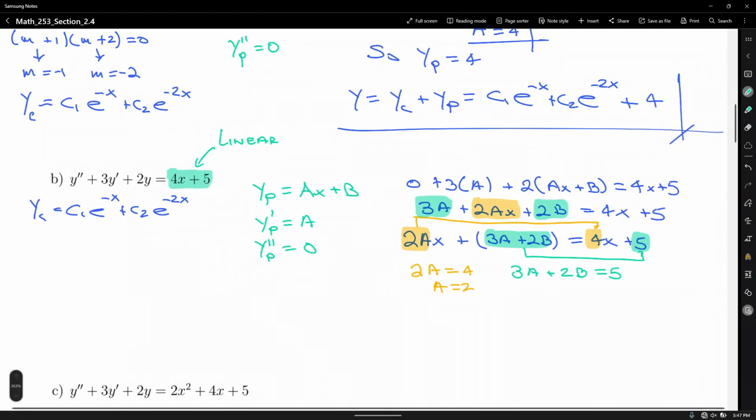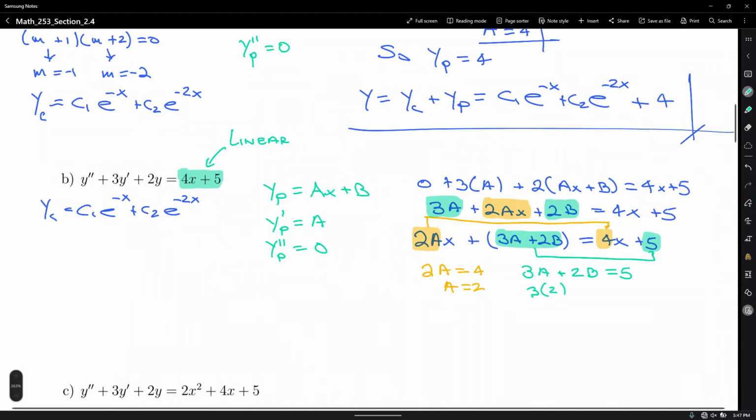So 3 times 2 plus 2b equals 5. That is 2b plus 6 equals 5. 5 minus 6 equals -1, and b equals -1/2. So we just determined the values of the undetermined coefficients for this case.